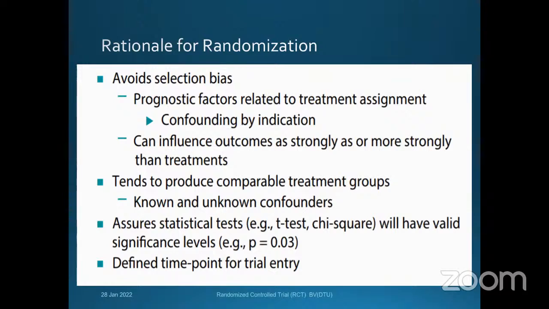It avoids selection bias. Prognostic factors related to treatment assignment, confounding by indication, that is avoided, can influence outcomes as strongly as or more strongly than treatments. It tends to produce comparable treatment groups, with known and unknown confounders balanced. It assures statistical tests, t-test, chi-square test, have valid significance. And it gives a defined time point for trial entry.